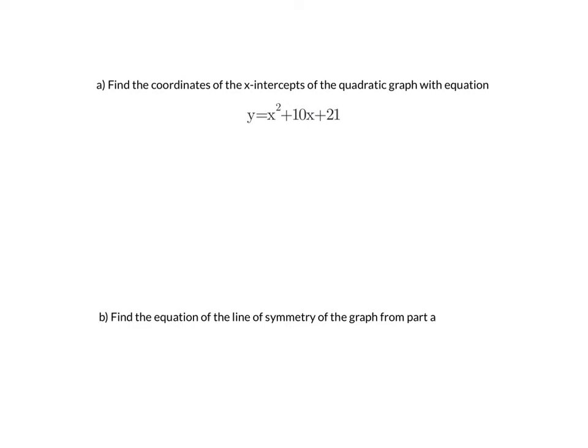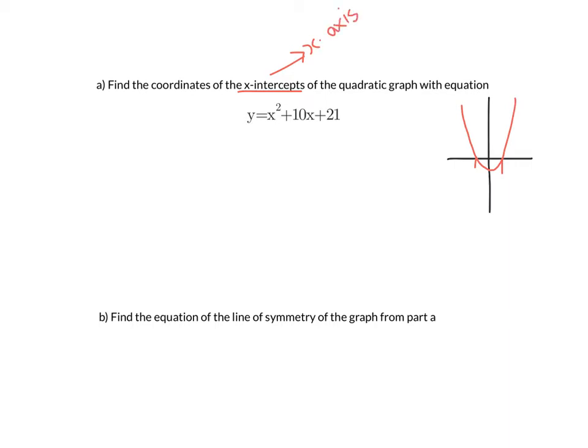Find the coordinates of the x-intercepts of the quadratic graph with equation y equals x squared plus 10x plus 21. If I just do a little sketch of this quadratic graph, I'm not exactly sure where it goes, but I know that it looks something like this and it crosses the x-axis at 2 points. Don't forget, the x-intercepts means where does it cross the x-axis.